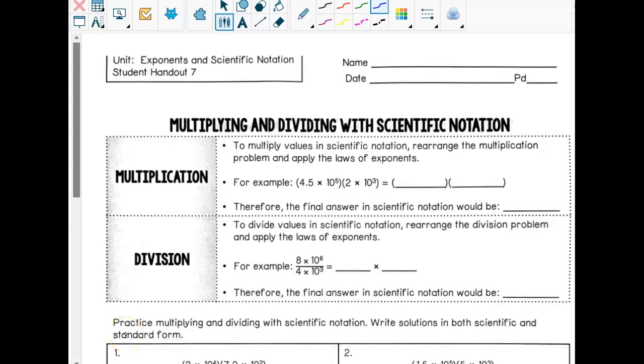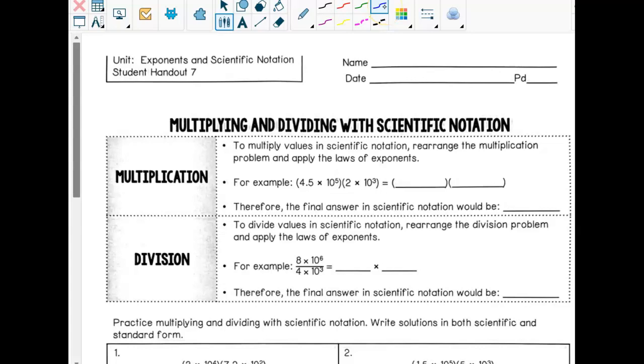Yesterday we talked about adding and subtracting with scientific notation. Today we're going to talk about multiplying and dividing. So have out your note packet that has this paper in it, multiplying and dividing with scientific notation. The rules are pretty simple. So once you have your paper, let's get started.